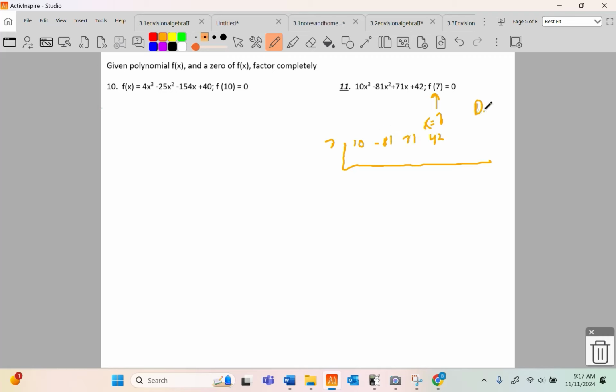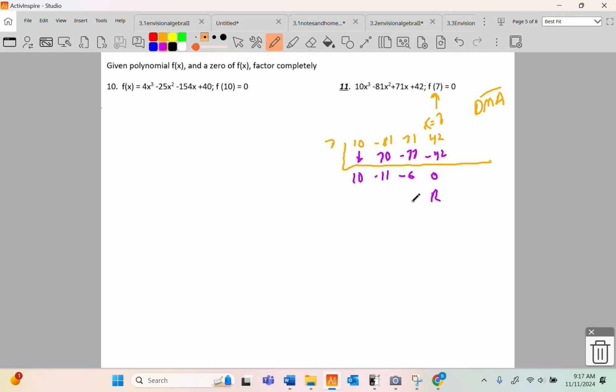And then again, the acronym here is DMA: drop, multiply, and add. So we're going to drop that 10. 7 times 10 is 70. Negative 81 and 70 is negative 11. 7 times negative 11 is negative 77. 71 minus 77, or 71 plus a negative 77, is negative 6. 7 times negative 6 is negative 42. Got my remainder of 0.